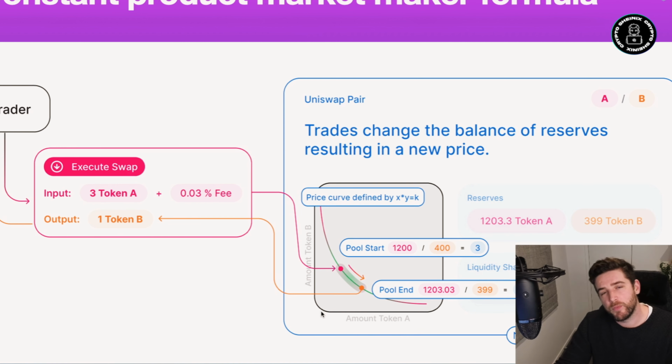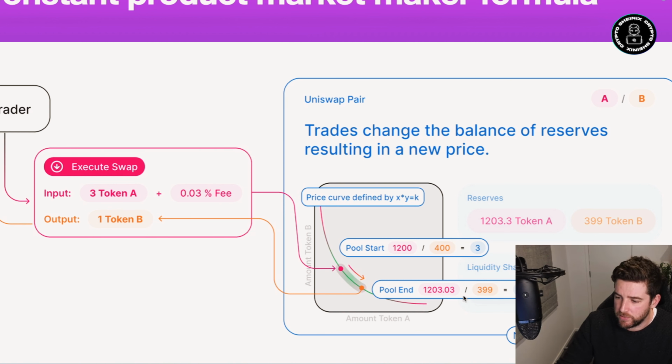So then we will have to move to the right on the x-axis on the amount of token A, because we are putting in more tokens A. And of course we will have to go down on the y-axis, so we're going to lower the amount of token B because we are subtracting a token B. And then you can see that the way that we move in this pool is defined by the curve. So we move through here to this point here, and this is where the pool ends after this trade. It ends with 1,203.03 tokens A and 399 tokens B, because we get the token B.